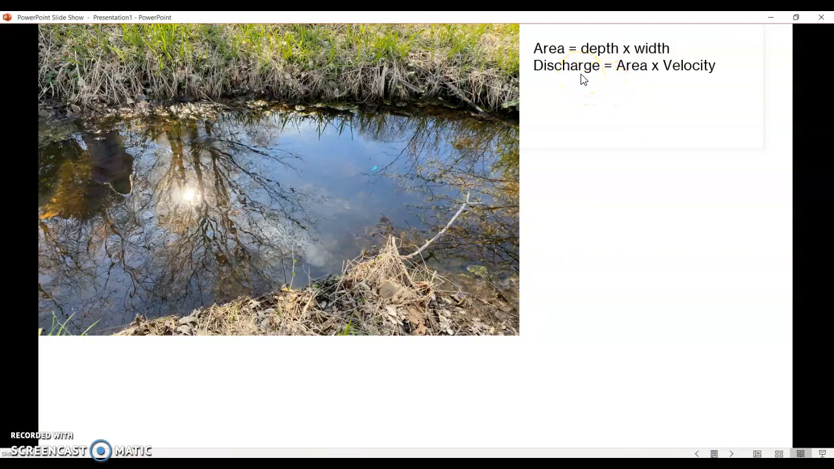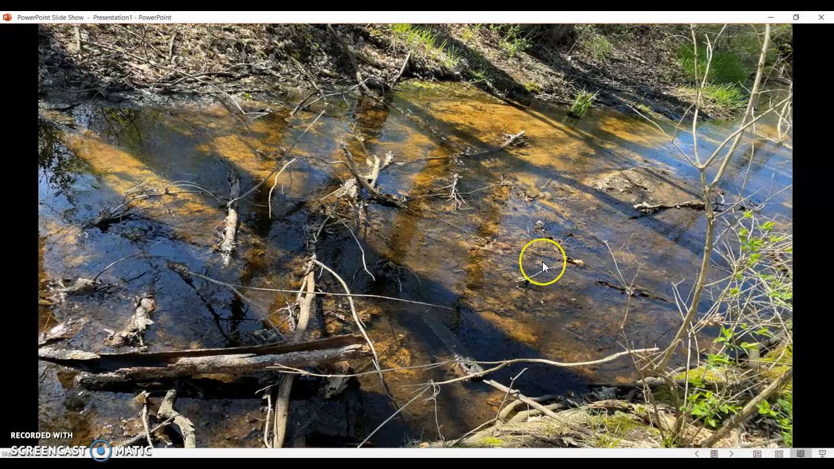But the discharge, I feel like, is going to be a little bit different as well, because I don't think the area for those two is going to be the same, so that's going to make the discharge a little bit different. The velocity should be about the same for both of them, but like I said, these branches and sticks that are on this side of the creek might actually change the velocity of the movement.